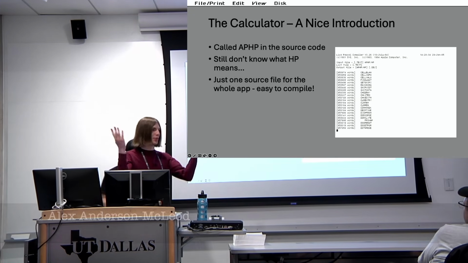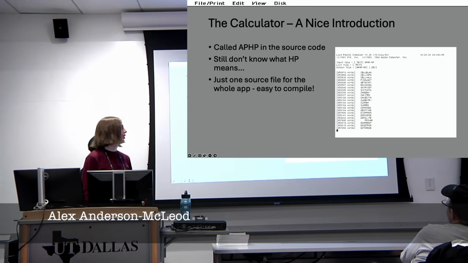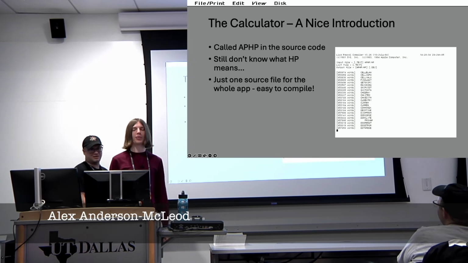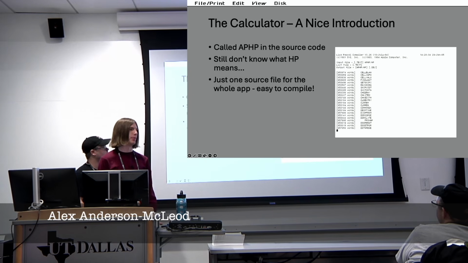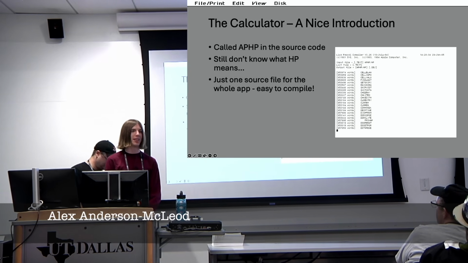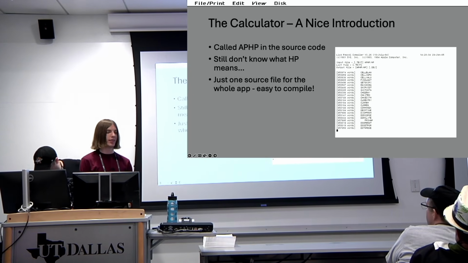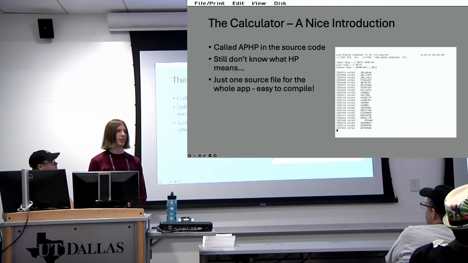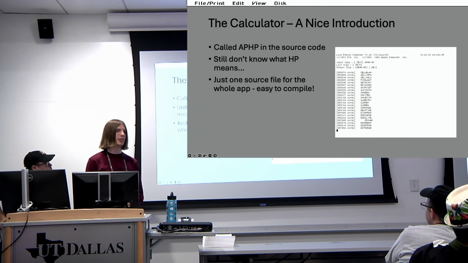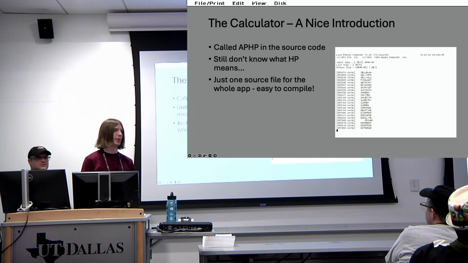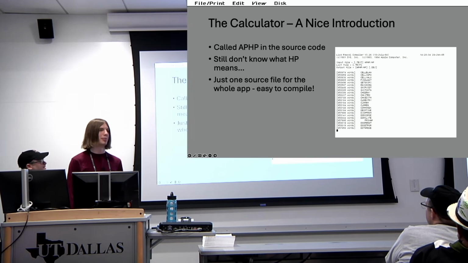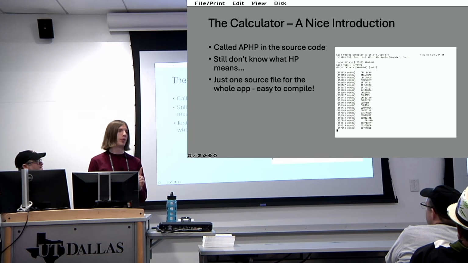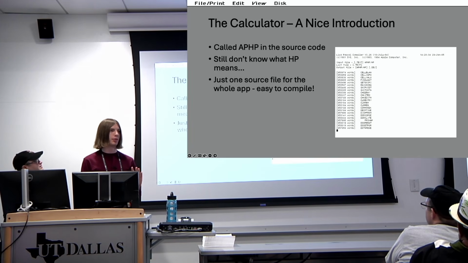Okay, so this is where we actually get into building the code and hopefully getting some stuff working. I decided to start with something really simple, just about the simplest application on the Lisa, and that is the calculator, because it's just a single source file, and in the code it's called APHP for some reason. I don't know why, maybe HP makes calculators or something. But that's what it's called, and it's just a single source file, so nice and easy to build. Don't have to worry about linking a bunch of things together.